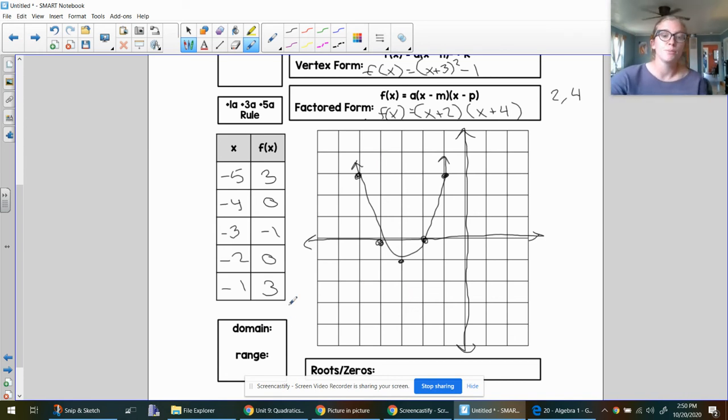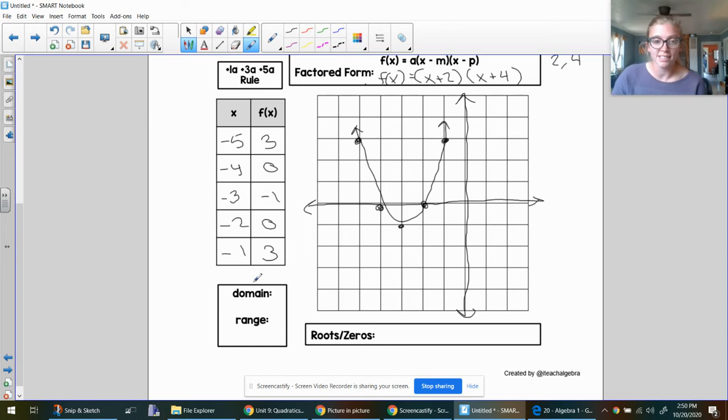From there, I'm going to write the domain and the range. Remember, in our last example, we learned the domain is all real numbers. Here, the range goes from -1 to infinity. The roots are the x-intercepts. So there's an x-intercept here at -4, 0. And there's an x-intercept at -2, 0.